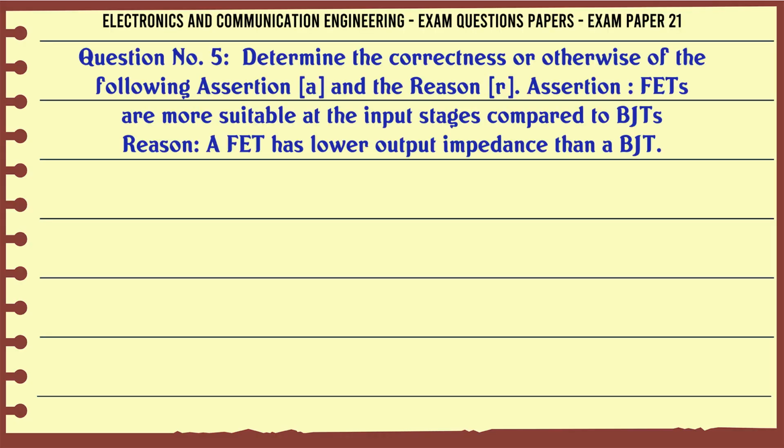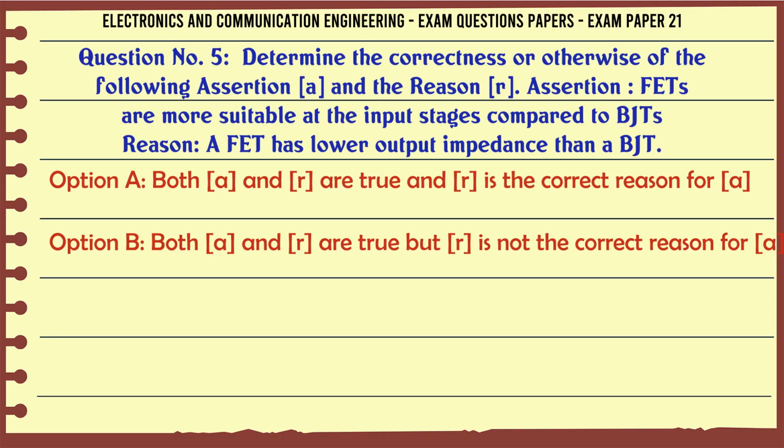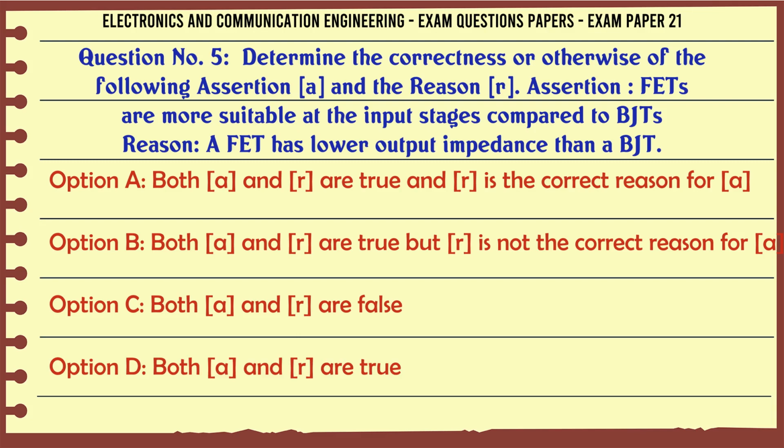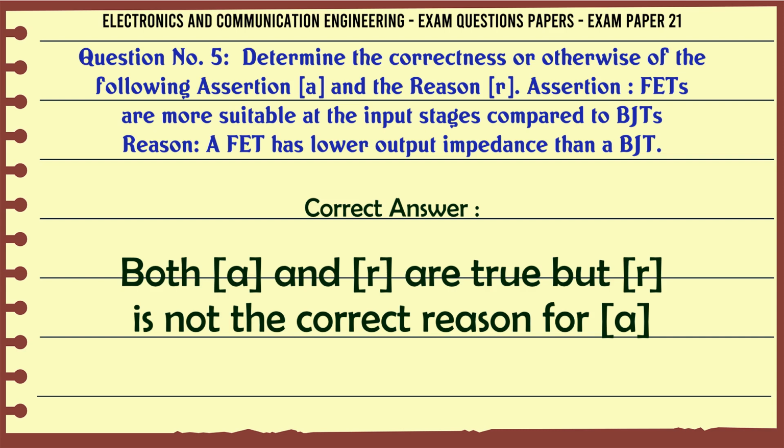Determine the correctness or otherwise of the following assertion A and the reason R. Assertion: FETs are more suitable at the input stages compared to BJTs. Reason: A FET has lower output impedance than a BJT. A. Both A and R are true and R is the correct reason for A. B. Both A and R are true but R is not the correct reason for A. C. Both A and R are false. D. Both A and R are true. The correct answer is both A and R are true but R is not the correct reason for A.